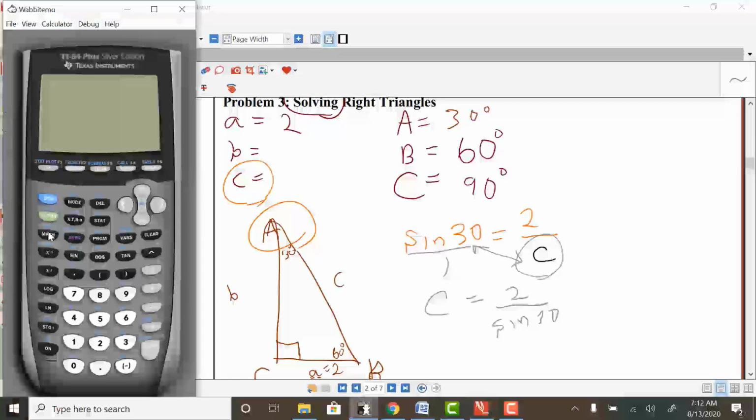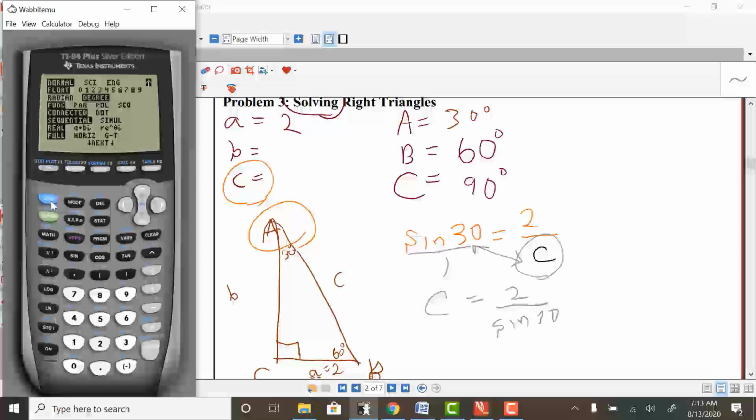And we'll turn it on. Let's first make sure that you're in degree mode. So you're going to go to mode, and you're going to see it's in radian mode, so I want to go to degree mode. I have to move this button, hit enter. Now we're in degree mode.